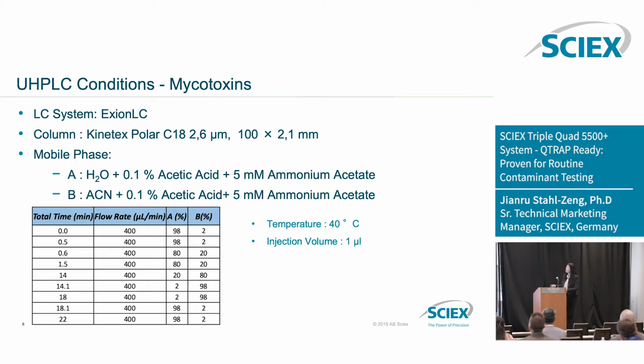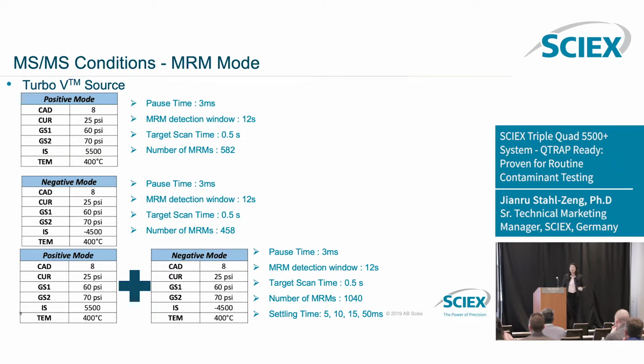The HPLC system we used here is from us, the SCIEX ExionLC system, with a Phenomenex Kinetex column, and this here is the HPLC method. The injection volume we used in this case is 1 microliter. On the MS side, before we decide the final method, we tested the first one positive only and the negative only method. And the third one, of course, is positive plus negative, that is 1 injection combining these 2 methods.